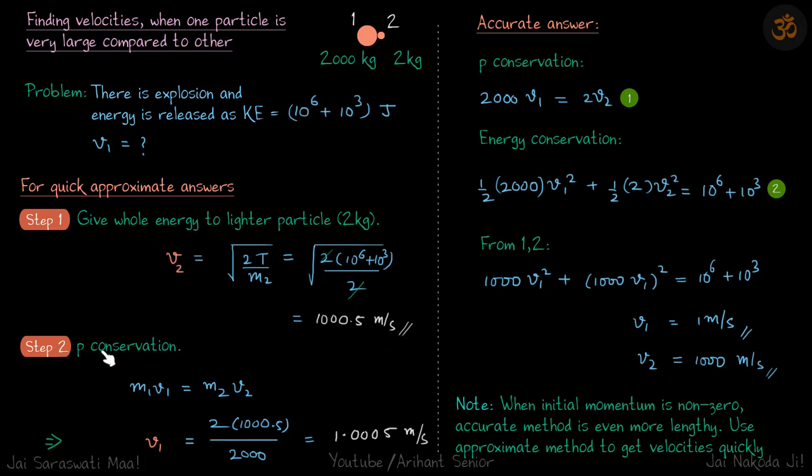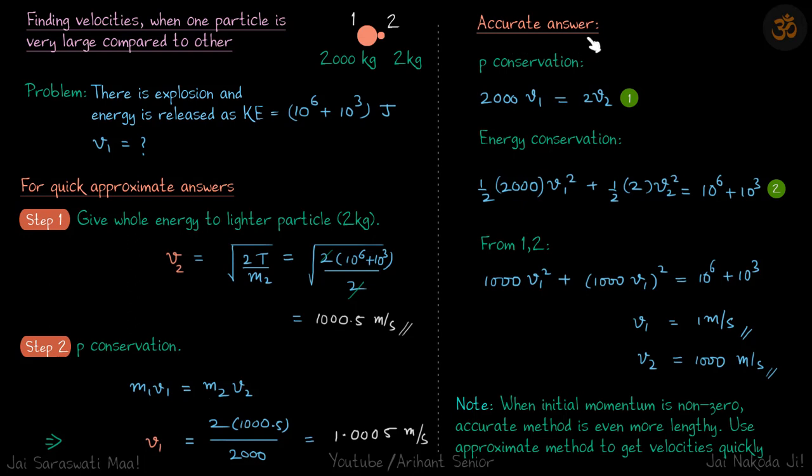And now by momentum conservation, because we need to find V1, V1 will be M2V2 by M1. So M2 is 2, V2 we just calculated, and M1 is 2000. That gives V1 equal to this much. So this is how we used approximation by giving the whole energy to the lighter particle.